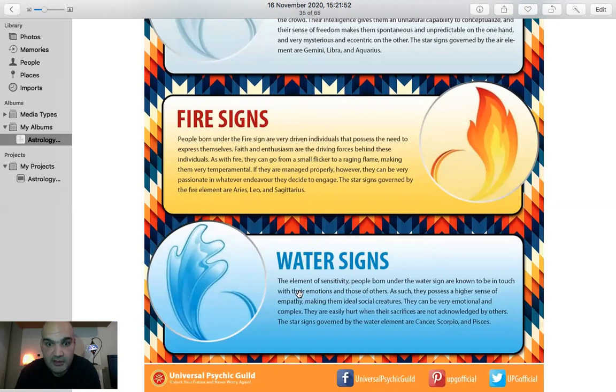Water signs. The element of sensitivity. People born under the water signs are known to be in touch with their emotions and those of others. As such, they possess a higher sense of empathy, making them the ideal social creatures. They can be very emotional and complex. They are easily hurt when their sacrifices are not acknowledged by others. The star signs governed by the water element are Cancer, Scorpio, and Pisces.